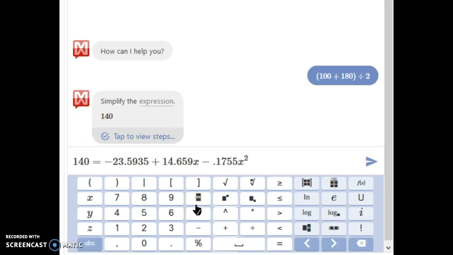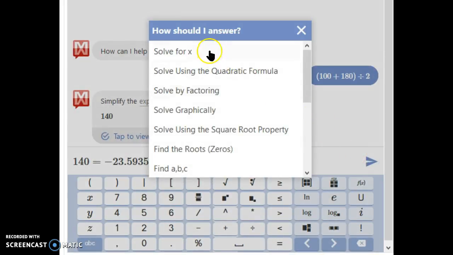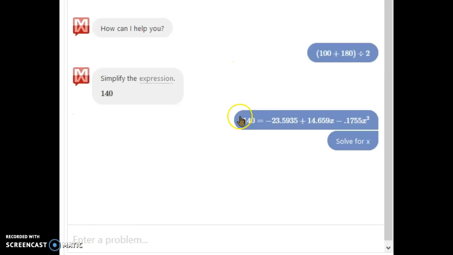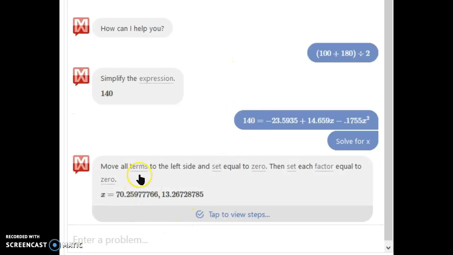Alright, here we go. Now that we have it fully set up, we're ready to solve. And if we just press this button, say solve for x, it calculates that x is 70.25, and a lot of numbers that I don't want to say. So there you have it.